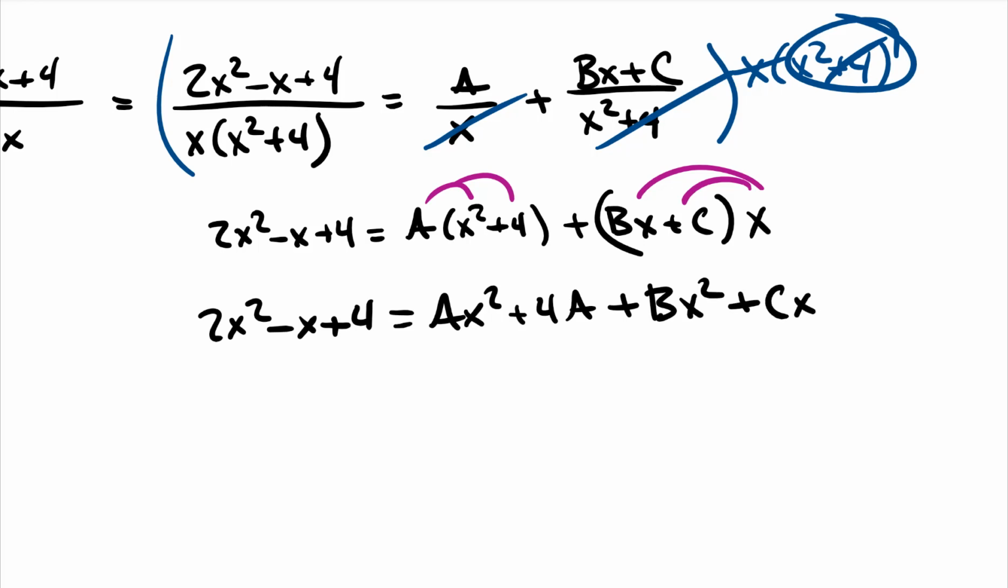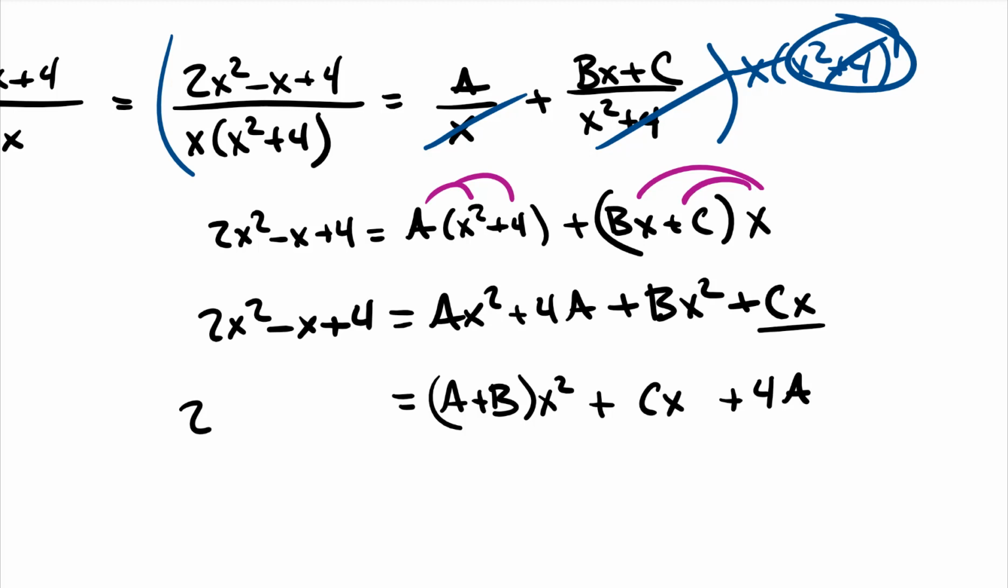So we can see we can get a right away. So let's just put this in terms, all the x squareds together. We get a plus b times x squared. We get cx, that's the only one with just an x on it. And then we get plus 4. That is equal to 2x squared minus x plus 4.